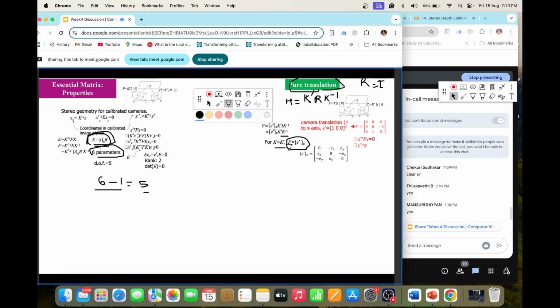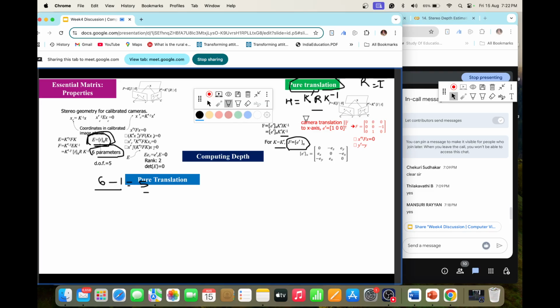So again I am repeating, first case is no rotation, only translation. So that means r will be equal to I, so your h will be equal to k inverse. Now there is another case where k equals to k dash equals to I. In that case what will happen? If k equals to k dash equals to I, your f is nothing but e dash x. So these are the two things you need to understand.